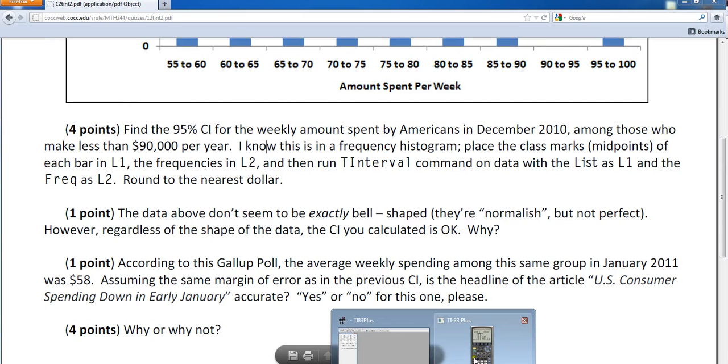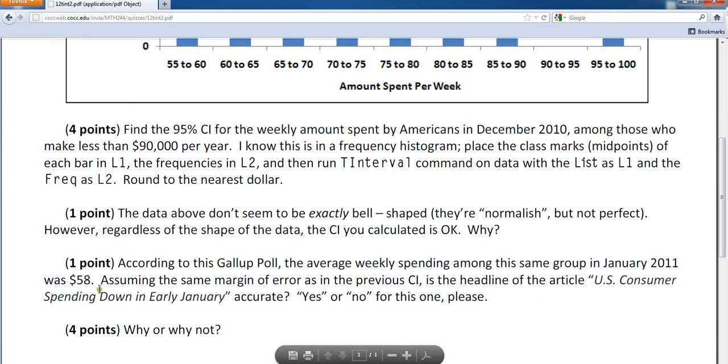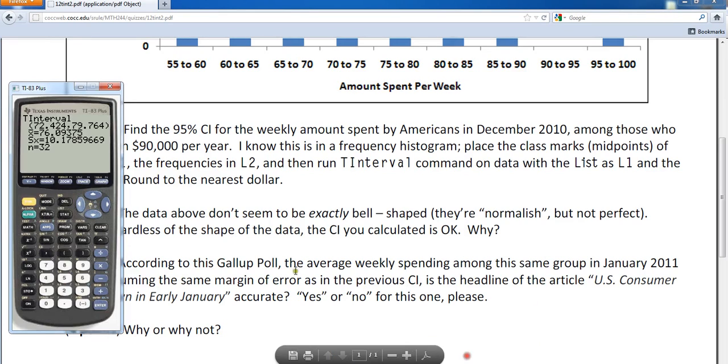Well, looking back to our TI, 62 is still $10 below the lowest point of the T interval from December. So we've dropped minimally $10 in consumer spending per week at 95% confidence. Even with a margin of error of $4 added to this $58, it's still below it. So the intervals do not overlap. They do not overlap in this case.